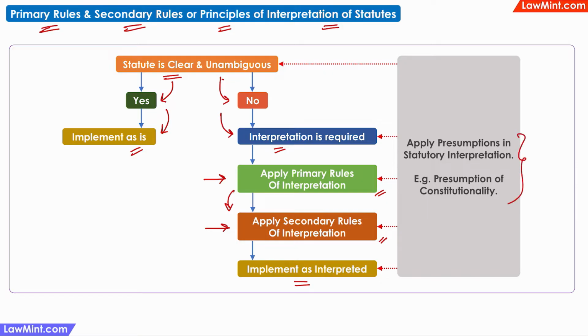Also, the presumptions of statutory interpretation should be applied in each step of the interpretation process, and any interpretation that goes against the presumptions should be discarded. For example, the presumption of constitutionality, which is the presumption that the legislature cannot make any laws to intentionally violate the constitution. So, any interpretation which seems to violate the constitution will be a wrong interpretation and must be discarded.